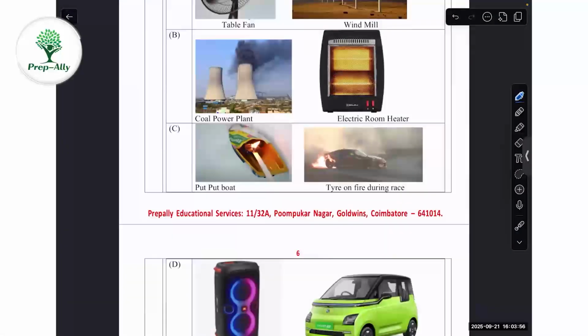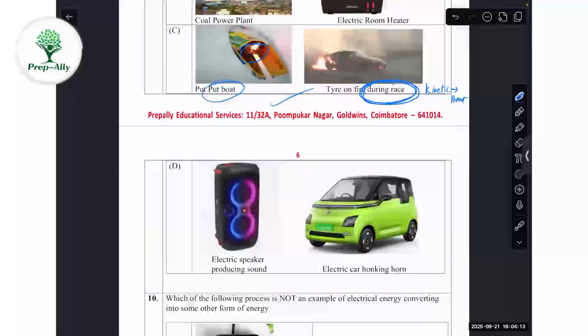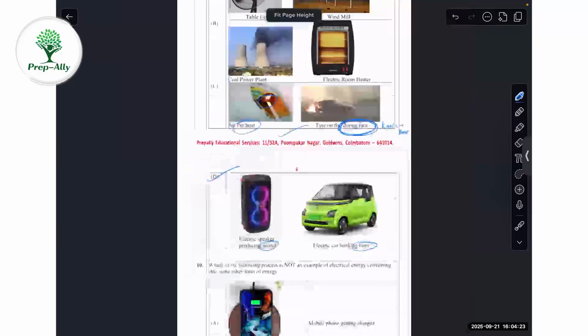Again, high speed kinetic energy is converted to heat energy. Here heat energy is converted to kinetic energy. So they are also reverse of each other. So electric speaker producing horn, electric car producing horn. Here both are finally producing sound only. So it's not reverse of each other. So D is the correct statement.